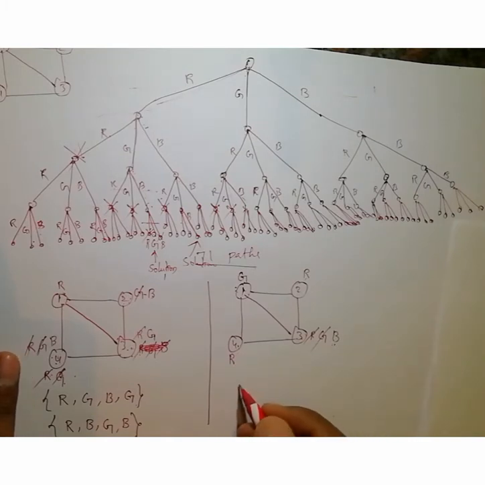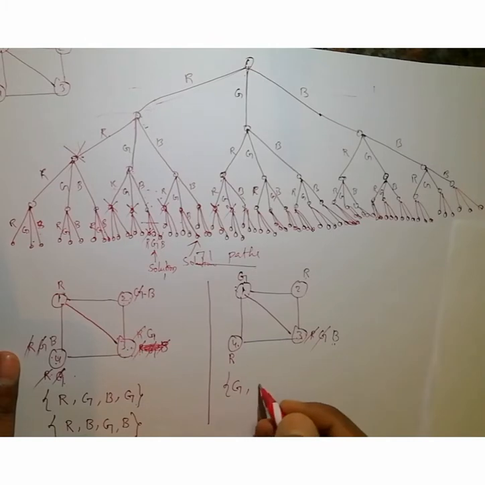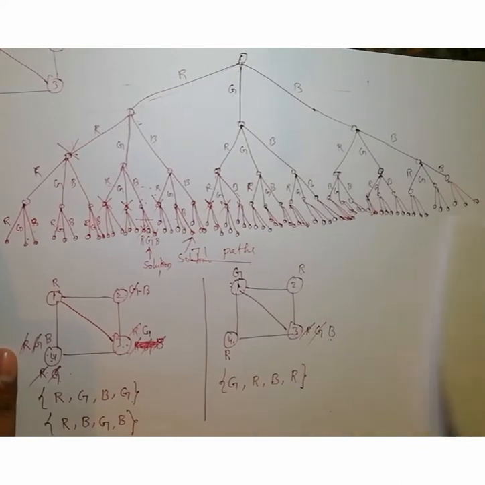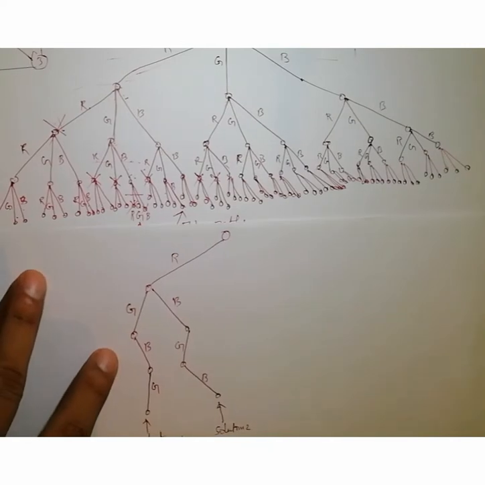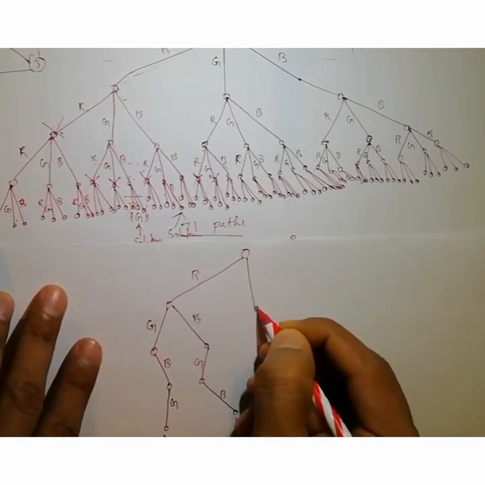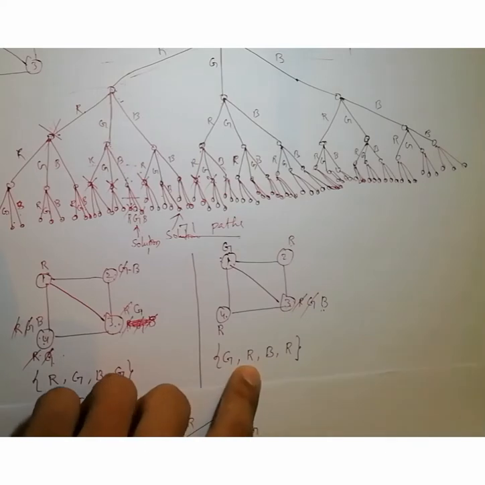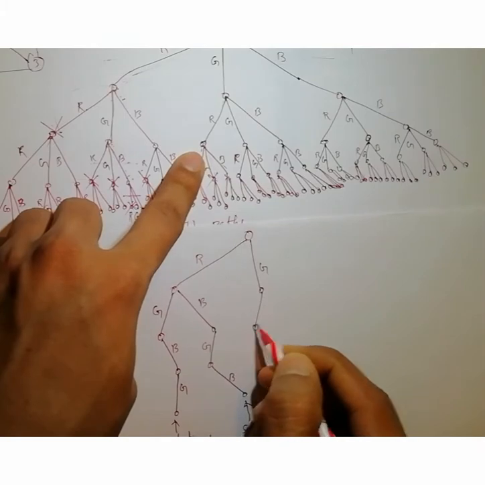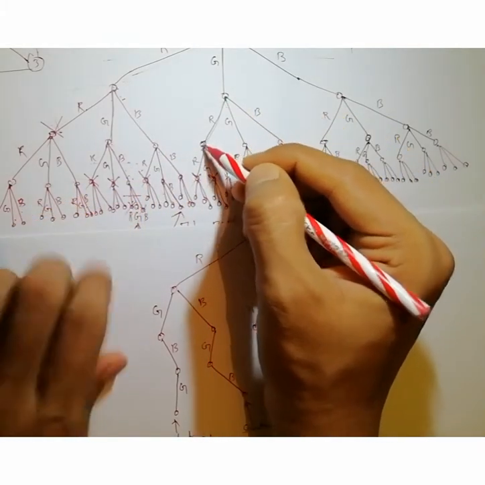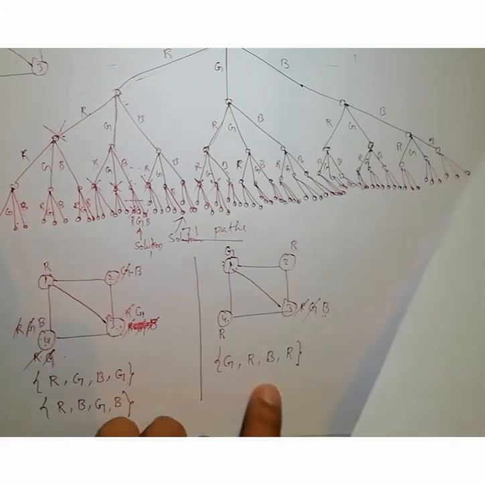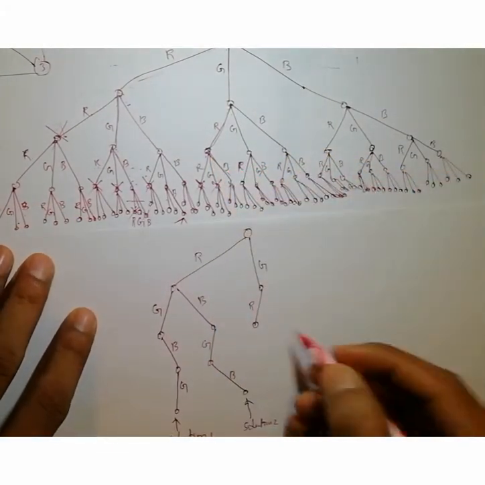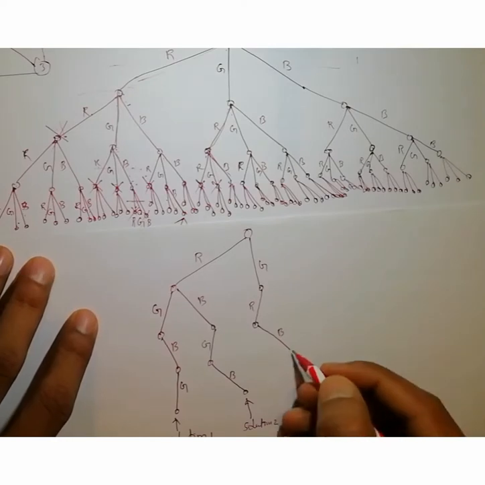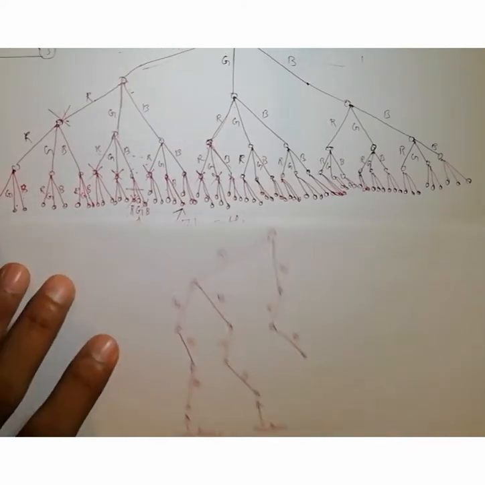So this is one of the possibilities, that is, for vertex 1 green color, vertex 2 red color, vertex 3 blue color, vertex 4 red color. So this is one of the possibilities. So I will write it using our state space tree. So for vertex 1 green color, next vertex 2 red color, next vertex 3 is blue color like this. Next for vertex 4 it is red color.